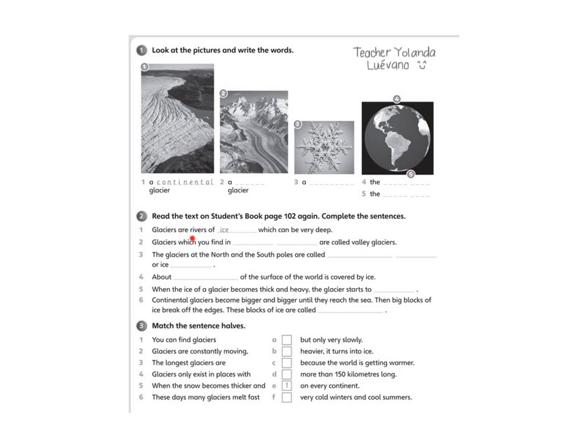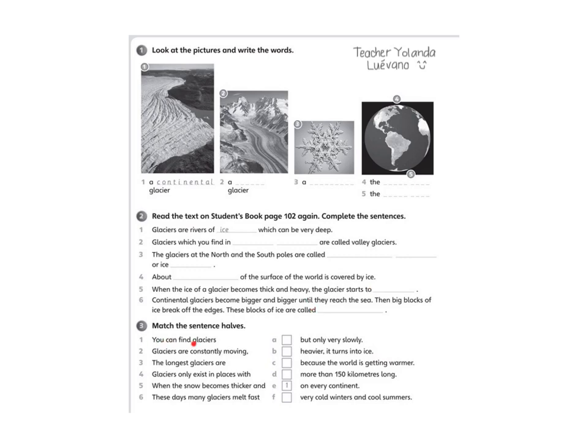Now it says, glaciers are rivers of ice which can be very deep. Glaciers, which you find in this space, are called valley glaciers. The glaciers at the north and south poles are called continental glaciers or ice sheets, so that means that they have 2 names. About what percentage of the surface of the world is covered by ice? When the ice of a glacier becomes thick and heavy, the glacier starts to move. Continental glaciers become bigger and bigger until they reach the sea. Then, big blocks of ice break off the edges. These blocks of ice are called icebergs.